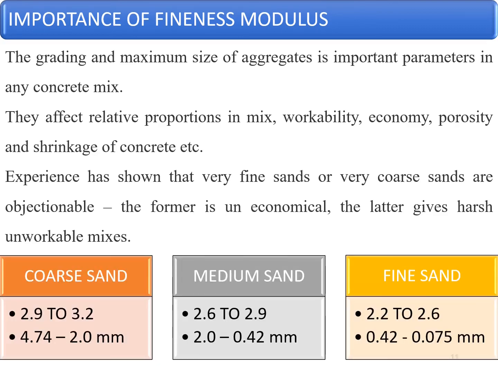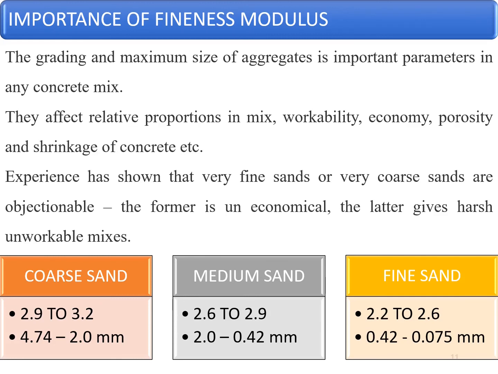So if you divide the sand into three categories, like fine or very fine, medium and coarse sand, then you can see that the FM values for very fine sand range between 2.2 to 2.6. For medium sand it is 2.6 to 2.9, and for coarse sand it is 2.9 to 3.2. So whenever you need a coarse sand for a particular purpose, you should look for an FM value ranging between 2.9 to 3.2.